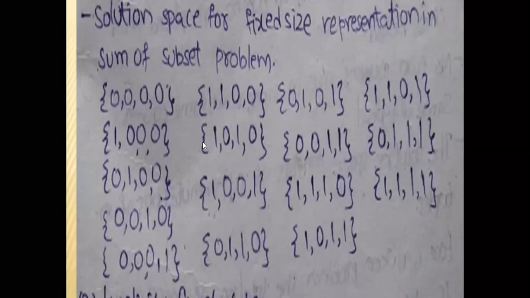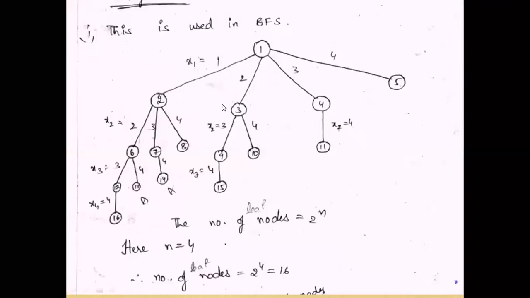For the sum of subset problem, the solution space is represented by fixed size representation. Fixed size means every solution has 4 values, that is 4 elements, 1 2 3 4. So first one, explicit constraints.